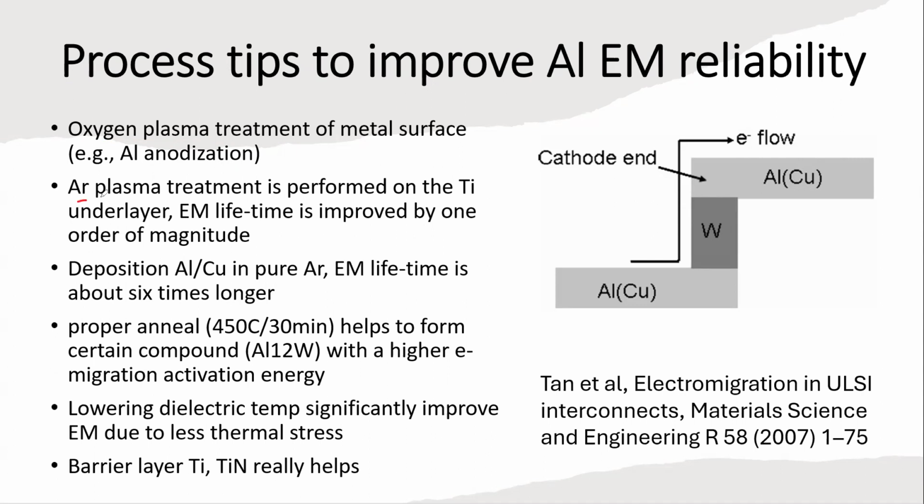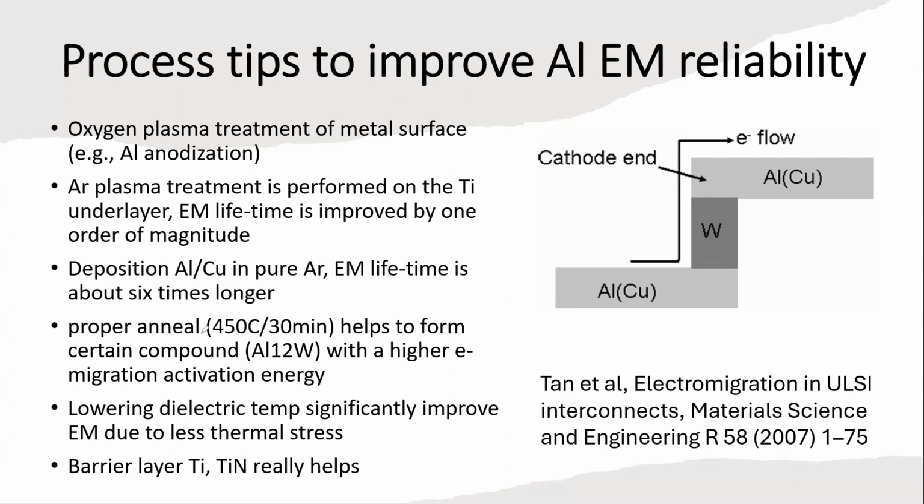And also the argon plasma. If you perform it on the Ti underlayer, your electrical lifetime is improved by one order of magnitude. This aluminum has a Ti underlayer beneath it. So if you treat that nicely, you give it oxygen, then you make the surface so clean. The bonding between aluminum and Ti is so good that it improves the EM lifetime. And if you deposit aluminum copper in pure argon, well, it's good, meaning that it has fewer oxygen atoms to make your surface bad.